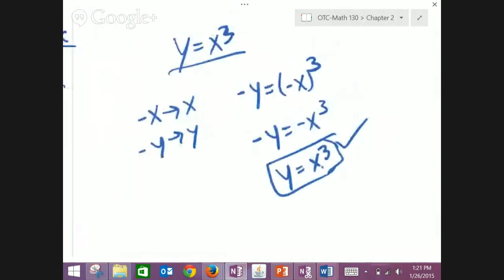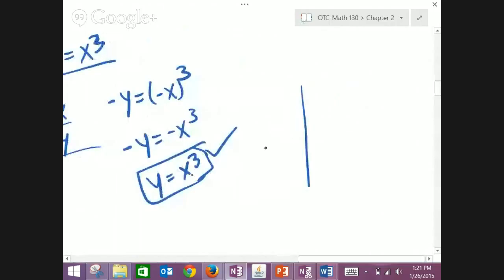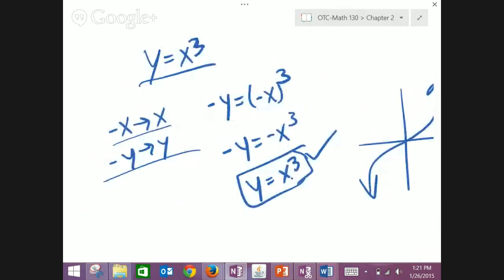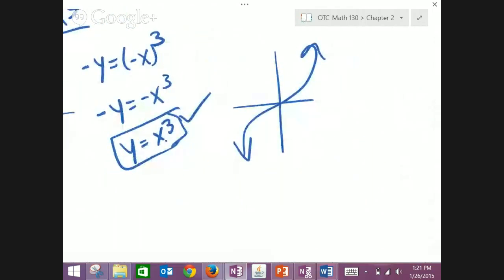I like the squares. So you see how if I do it to both of them, I get the original function. So this would be symmetric about the origin. So this graph would look like this, but it's not symmetric with the y. Because if I just do the y, I get minus. If I just do the x with a negative x, I still get a negative. But if I do both, I get symmetric with the origin.